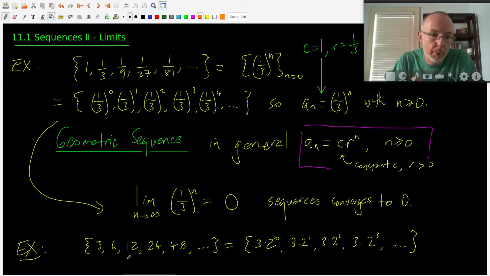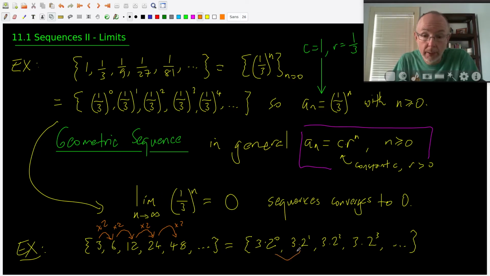And the key property with the geometric sequence, you can see it here: each term appears from the previous by being multiplied by a constant factor. That's the thing that makes it geometric. So each time I go from one term to the next term, I'm multiplying it by a constant factor. And that constant factor is the r value, right?